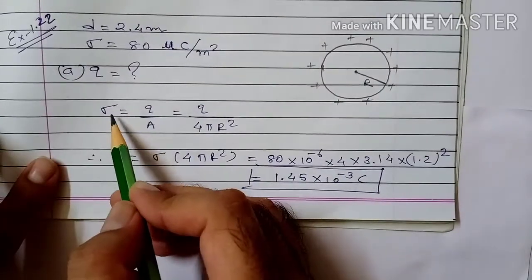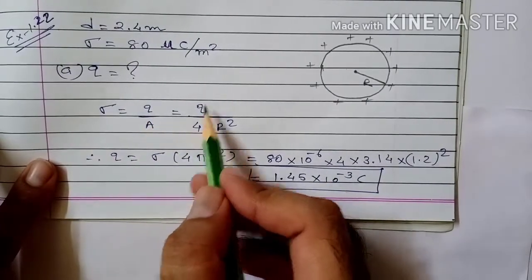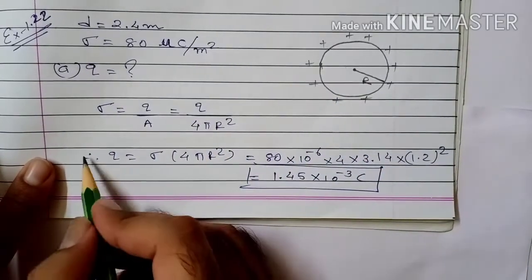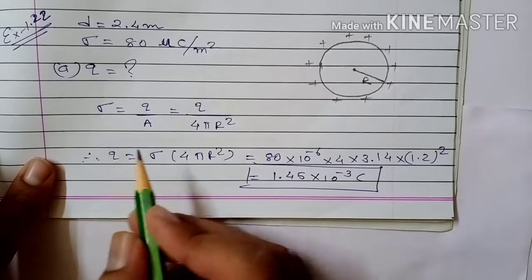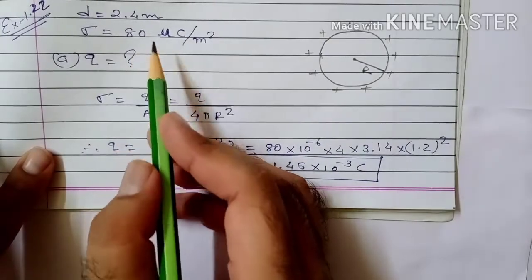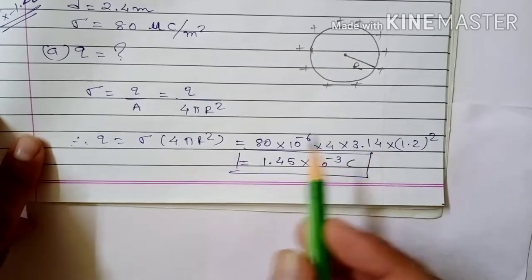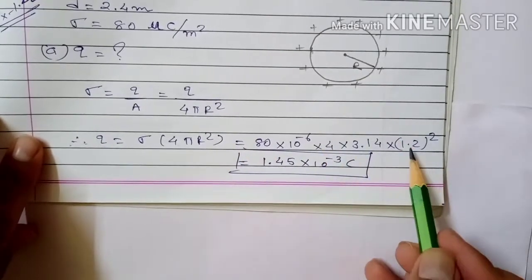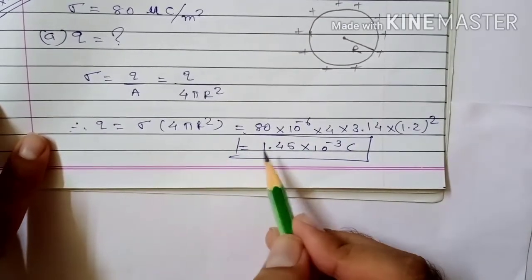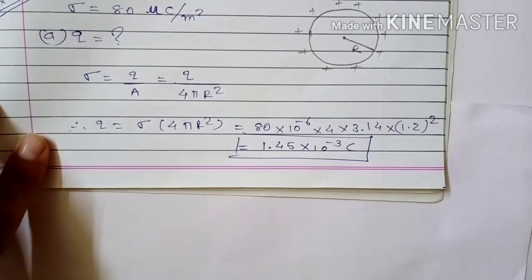We know the formula of surface charge density. Surface charge density is equal to charge upon area. So charge, that is Q, upon area of the sphere, that is 4 pi r square, and we have to find charge on the surface of sphere. So Q is equal to sigma into 4 pi r square. Sigma, that is given to us, 80 micro means 10 raised to minus 6, into 4 pi, that is 3.14, radius of the sphere, that is 1.2 meter, 1.2 whole square. We will get total charge on the surface of sphere 1.45 into 10 raised to minus 3 coulomb.